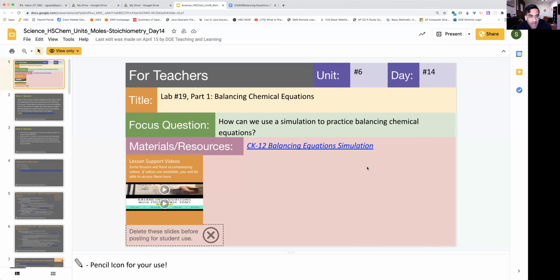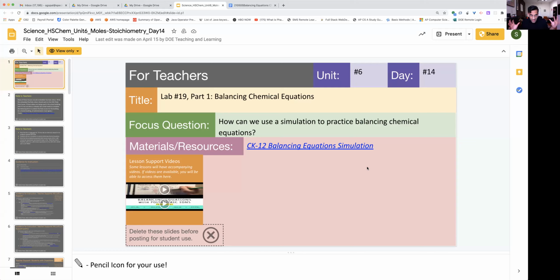So I share my screen. I'm just going to talk about some of the utilities of balancing equations. This is from Unit 6, Day 14. Our focus question is, how can we use a simulation to practice balancing chemical equations? You're going to use the simulation, but you're also going to make use of a cheat sheet I made especially for you. And I'm just going to talk through some of the nuts and bolts.